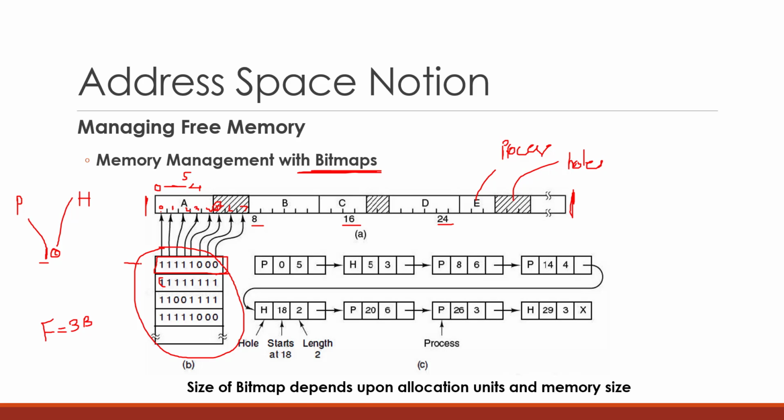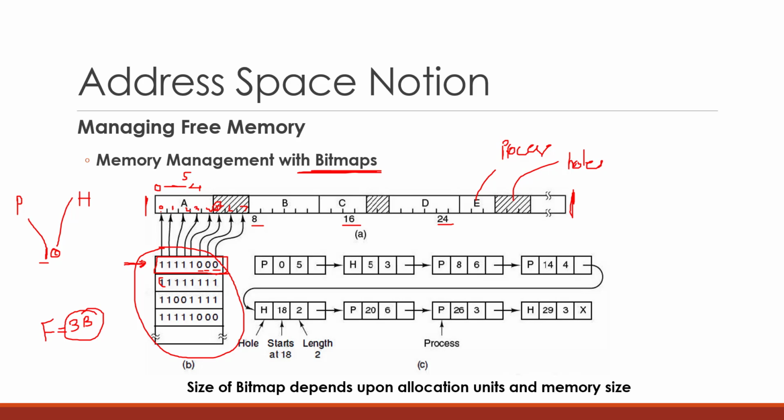So the operating system will start from the beginning, searching for 3 consecutive zeros. Why 3 consecutive zeros? Assuming that each free space is 1 byte, and for F we need 3 bytes, so we need 3 consecutive zeros.